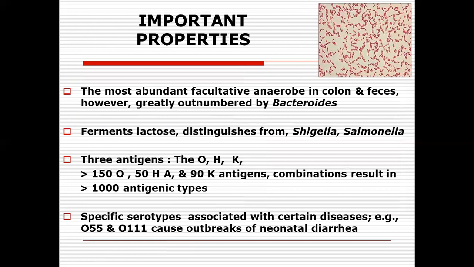Now, important organism, these are the properties of the gram-negative Escherichia coli. This is the most abundant facultative anaerobe in the colon. The feces is greatly outnumbered by bacteria. In 1 gram of fecal material, we have billions of bacterial cells. But after the bacteria which are the strict anaerobes, the facultative anaerobes are represented in the colon and the feces by Escherichia coli.